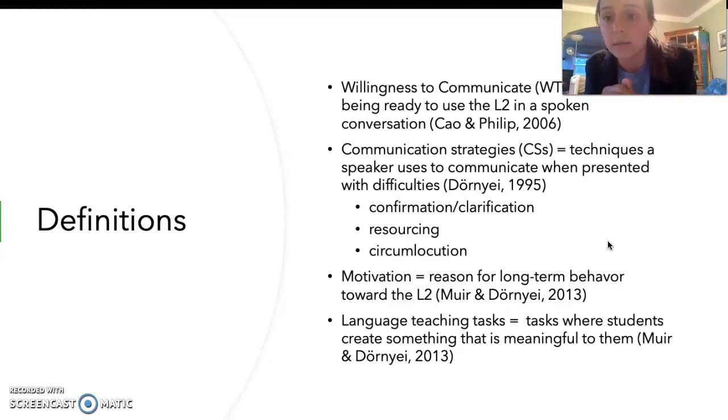And the third is circumlocution, which means using words that they already know to describe a word instead of knowing that word. Third definition here is motivation, which is defined by Muir and Dornier as a reason for long-term behavior toward the L2. And finally, we have language teaching tasks, defined by Muir and Dornier as well, where students create something that is meaningful to them in the L2.